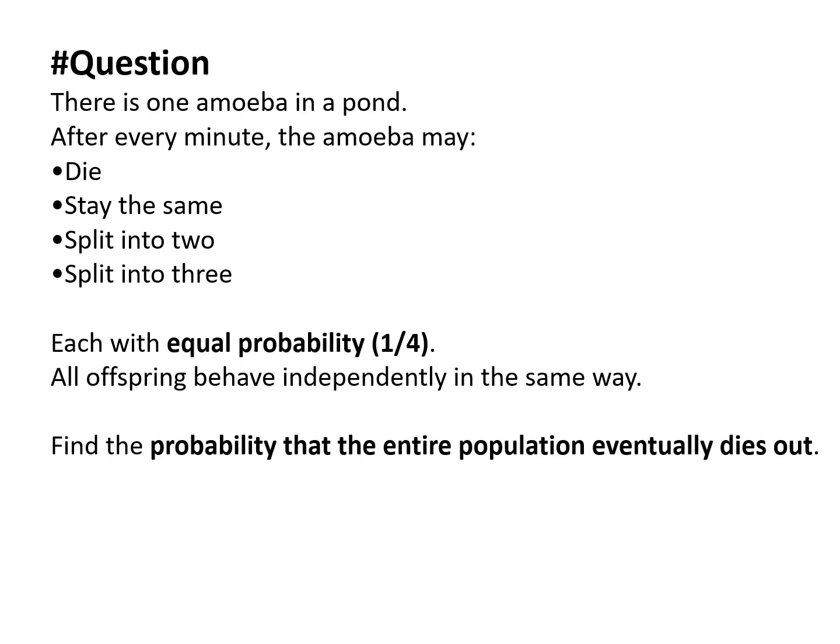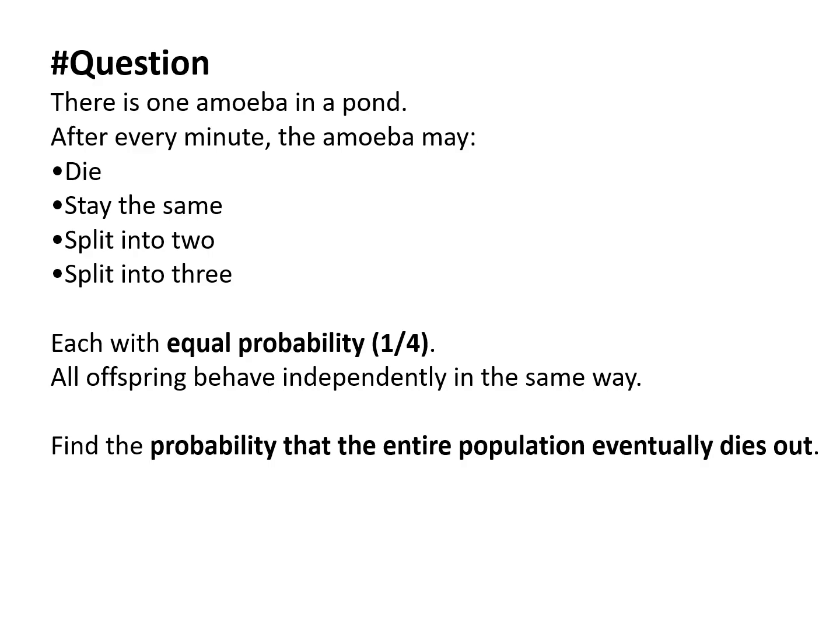There is one amoeba in a pond. After every minute, the amoeba may die, stay the same, split into two, split into three, each with an equal probability, which is 1/4. All offspring behave independently in the same way. Find the probability that the entire population eventually dies out.